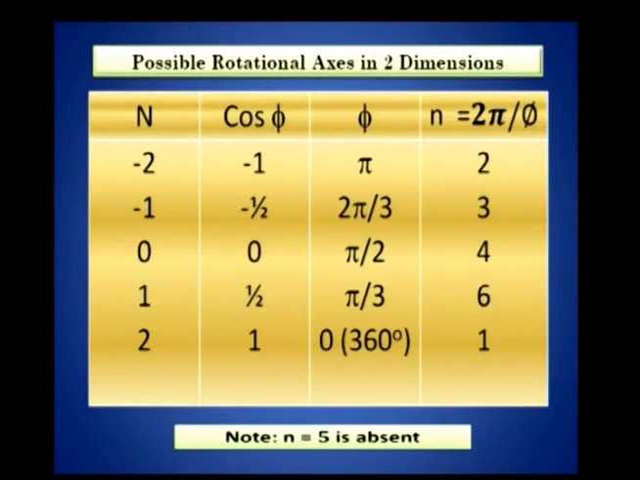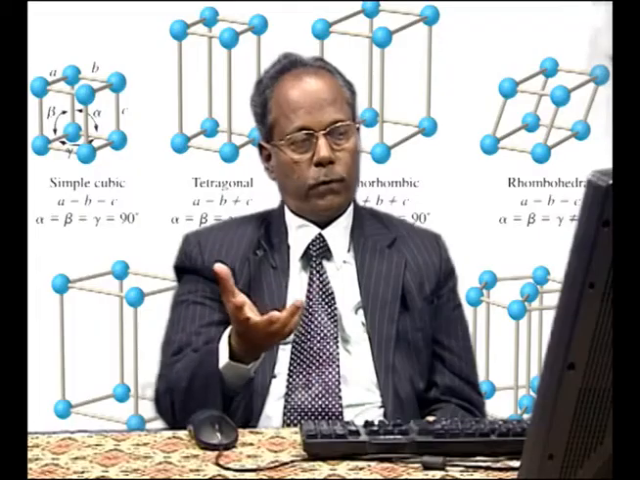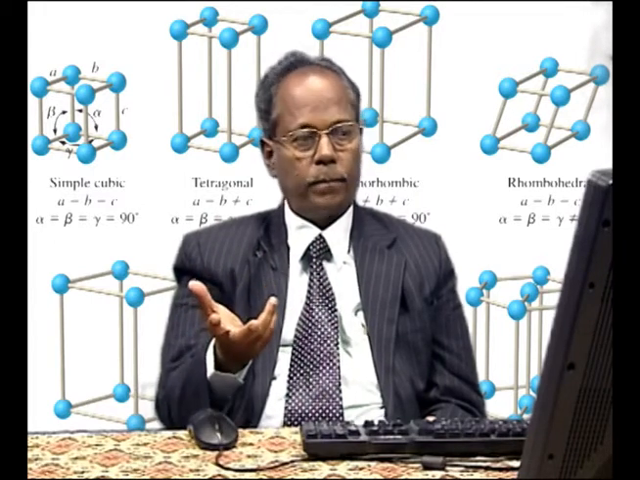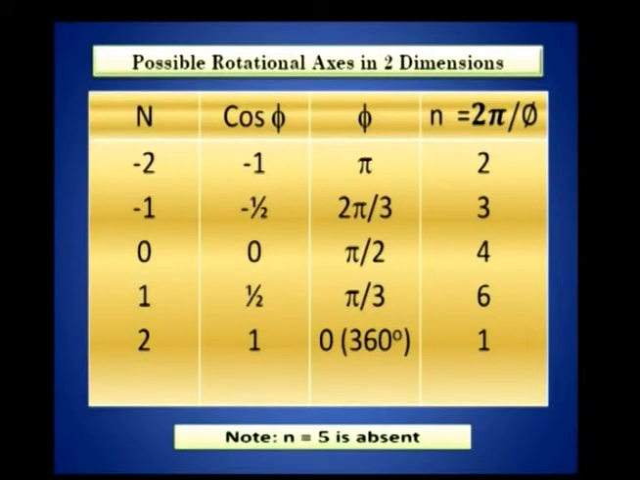Okay. If cos phi were minus 1, what is the value of phi? Cos 180 is minus 1, right. It will be pi. If cos phi takes a value minus 1 by 2, what should be the value of phi? It is 2 pi by 3. By now, you should have a good knowledge of basic trigonometry. So, cos phi is 0 means phi should be pi by 2, okay, and half is pi by 3.